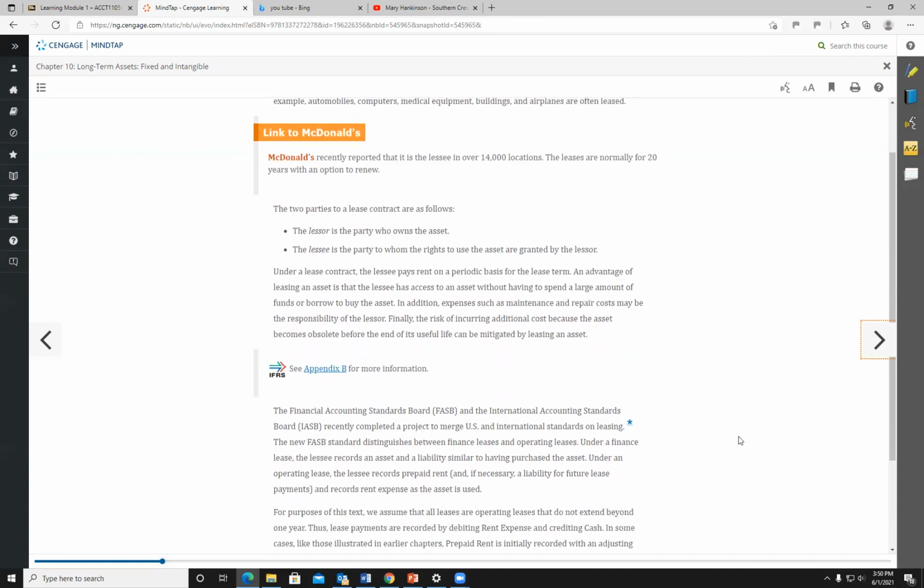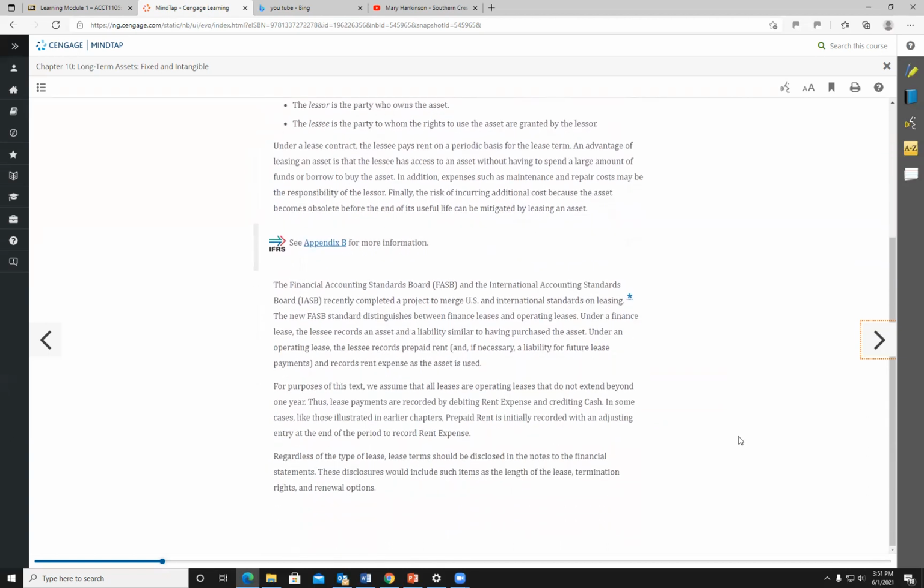The new FASB standard distinguishes between finance leases and operating leases. Under a finance lease, the lessee records an asset and a liability similar to having purchased the asset. Under an operating lease, the lessee records prepaid rent and, if necessary, a liability for future lease payments, and records rent expense as the asset is used. But for the purposes of this text, we will assume that all leases are operating leases and do not extend beyond 1 year.